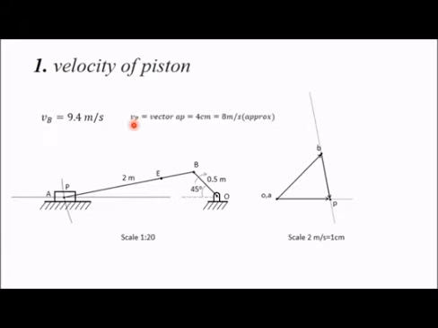So this VP, the velocity of P with respect to A, is equal to vector AP. If you measure this length, you will get 4 centimeter. Because 2 meter per second is equal to 1 centimeter, converting that you get 8 meter per second. That means the velocity of this piston with respect to A, or the absolute velocity of this piston, is 8 meter per second, and its direction is towards the right side. So this piston is moving towards the right with a velocity of 8 meter per second.